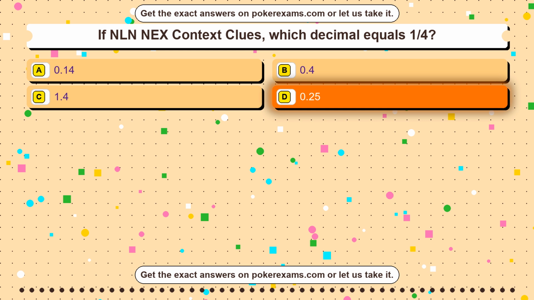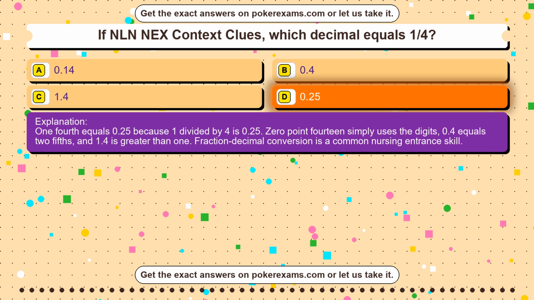0.25. 1/4 equals 0.25 because 1 divided by 4 is 0.25. 0.14 simply uses the digits, 0.4 equals 2/5, and 1.4 is greater than 1. Fraction decimal conversion is a common nursing entrance skill.